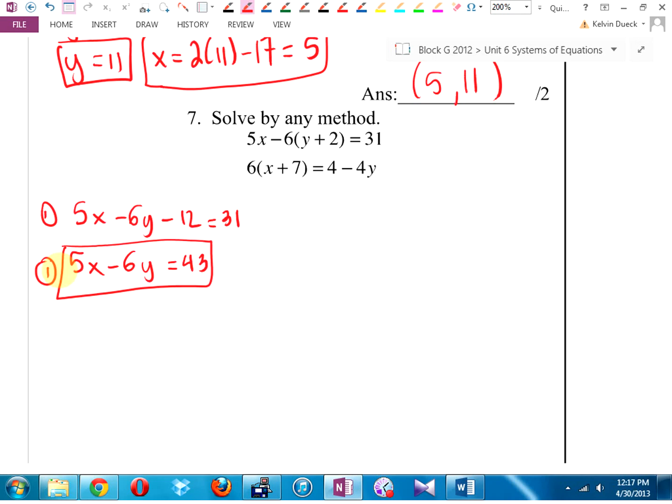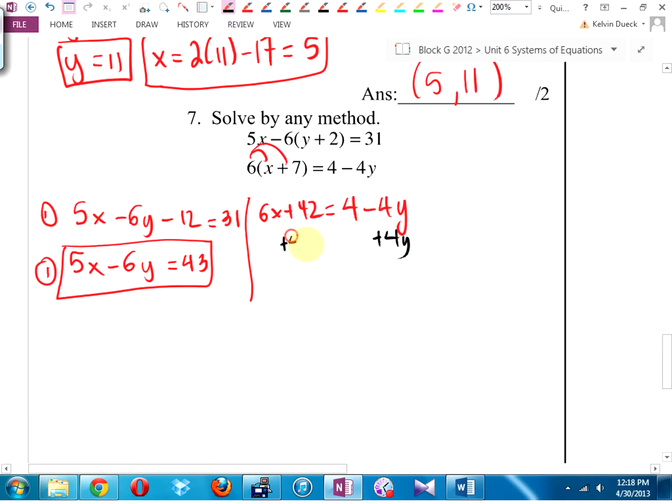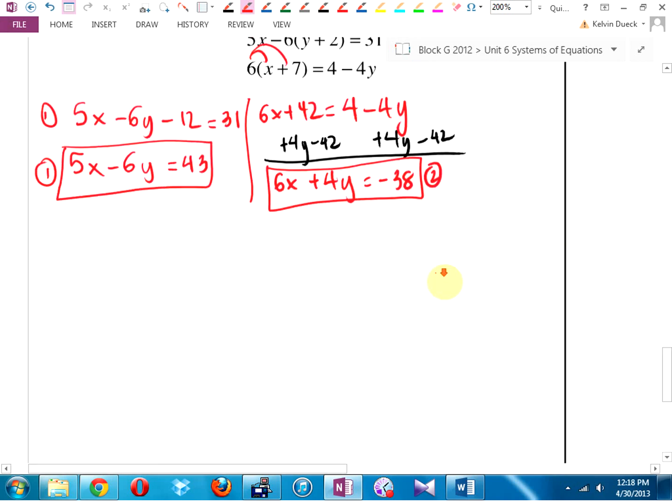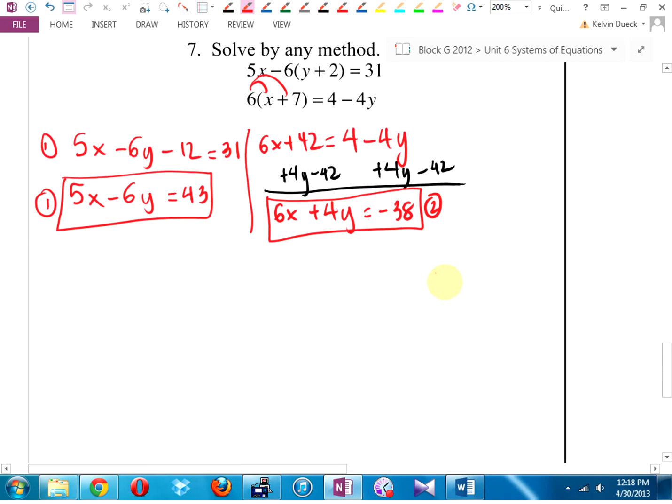Then I'd take equation 2: 6x plus 42 equals 4 minus 4y. I would plus the 4y over and minus the 42 over. I'll get 6x plus 4y equals, 4 minus 42, negative 38. That's equation 2. Did I leave lots of room? Good. I don't think substitution's going to work.